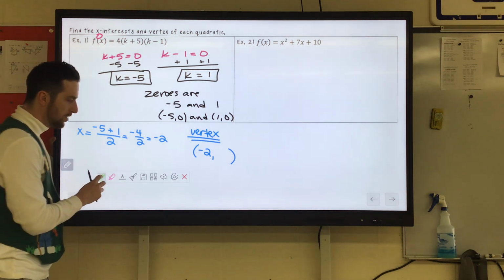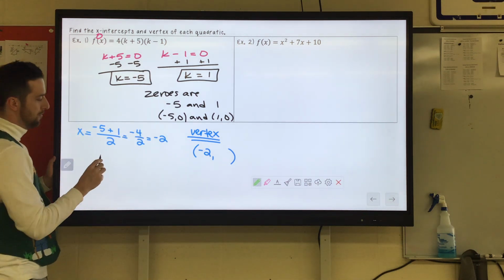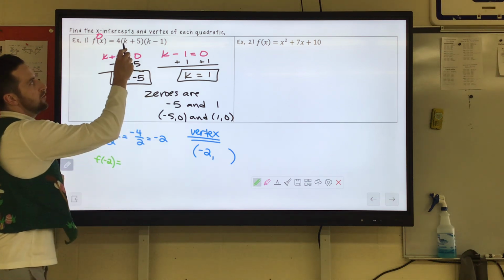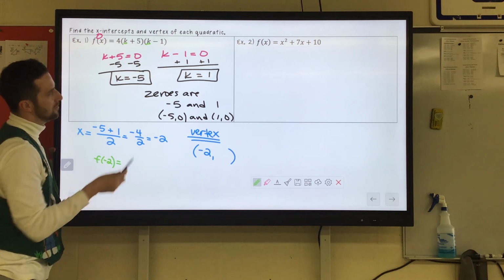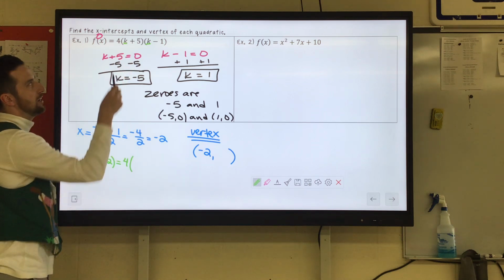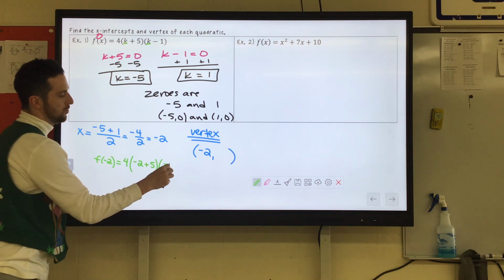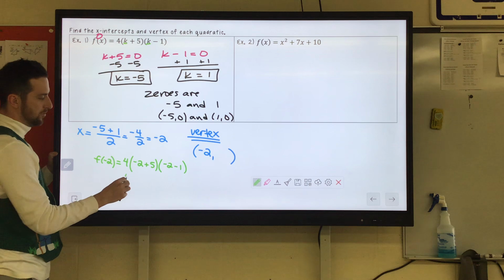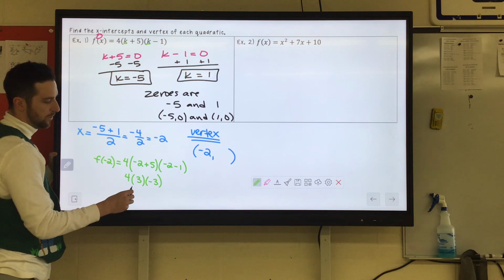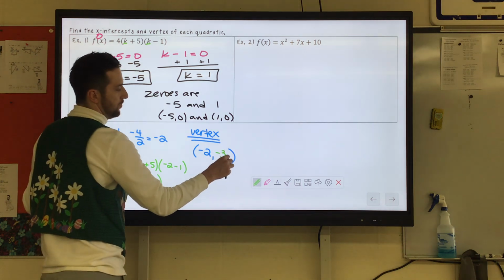Now, how do you find the y-coordinate? You plug negative 2 into the original equation and you solve it out. So we'll say f of negative 2, that's just function notation. So this means we're putting in a negative 2. I'm pretty sure those were supposed to be x's if we have f of x over here. So we have 4 times, in parentheses, again, we're substituting in negative 2 for these k's. So negative 2 plus 5, and then negative 2 minus 1. That gives us 4 times 3 times negative 3. So 4 times 3 is 12, times negative 3 is negative 36. So this becomes the y-coordinate of the vertex.